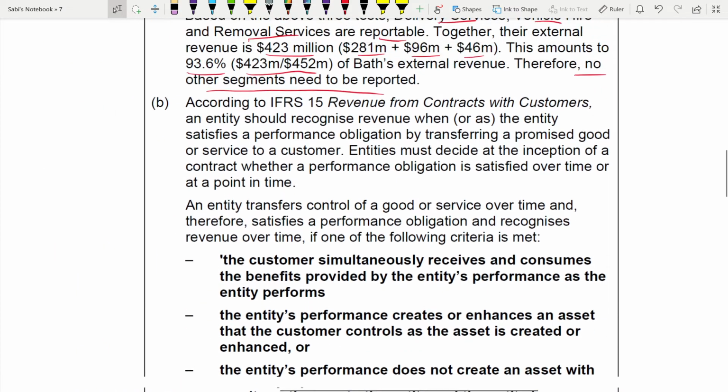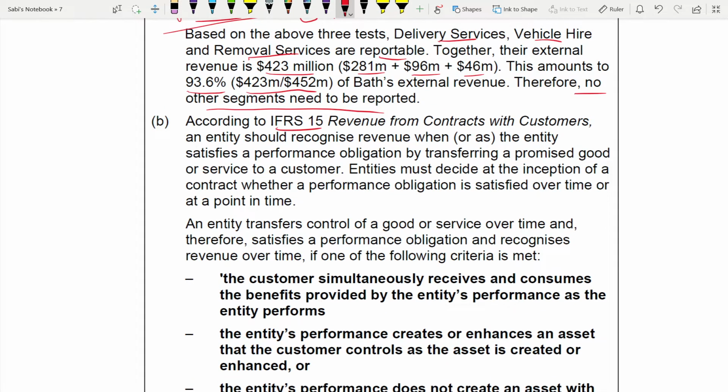IFRS 15. This standard is also a very important standard. Students often make mistakes with it. They start listing all the five stages of how to recognize revenue, which is not required.